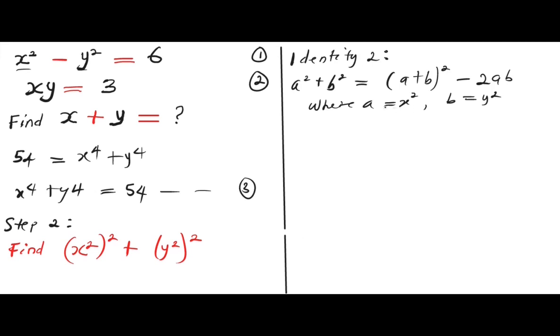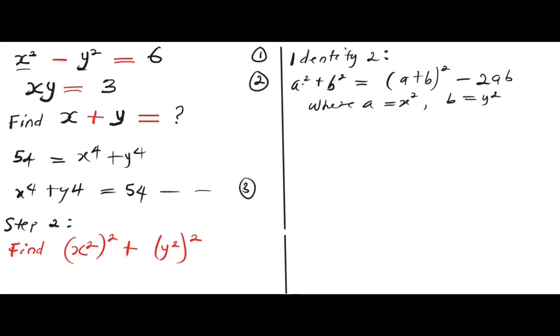so for us to simplify this, we need to consider this identity. Okay, here I have identity 2. Here we have a squared plus b squared equals (a plus b) all squared minus 2ab, where a equals x squared and b equals y squared. Okay, so we are going to use this identity to simplify this, right? So wherever we see a, we're going to substitute x squared, and wherever we see b, we're going to substitute y squared. Okay, so let's go ahead.